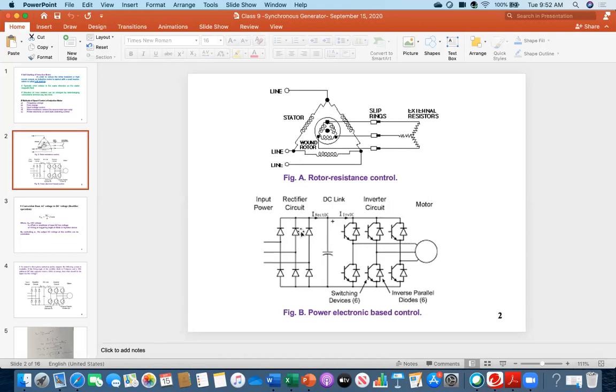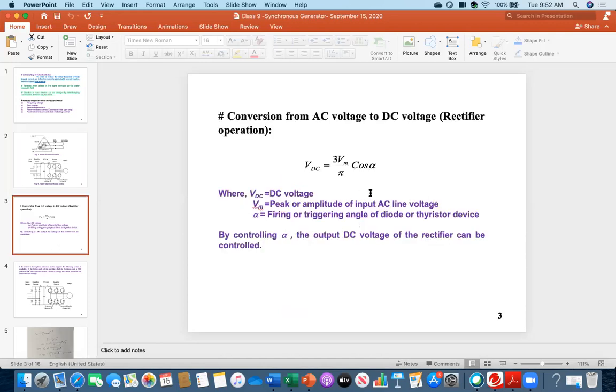So for this portion, I have written down the equation. I think you all know this equation from your electronics circuit course, EC 321. It is the conversion from AC voltage to DC voltage, the rectifier operation. So this is the equation. You see in the equation, this is VDC, the output DC voltage, equal to 3 Vm over pi. The 3 is for the three-phase system.